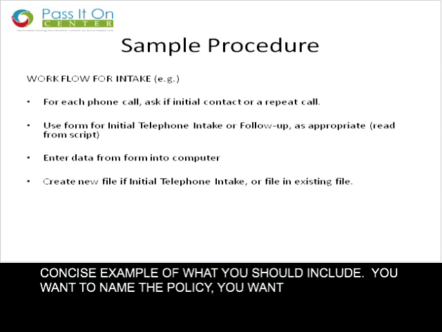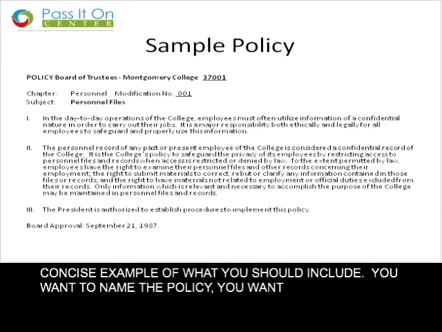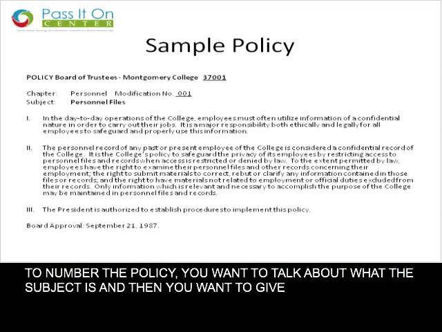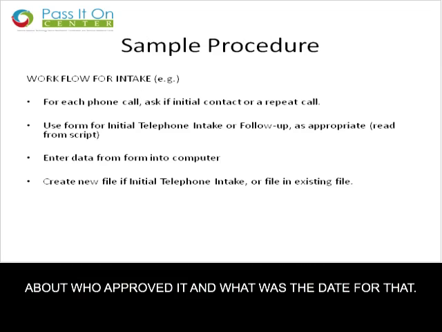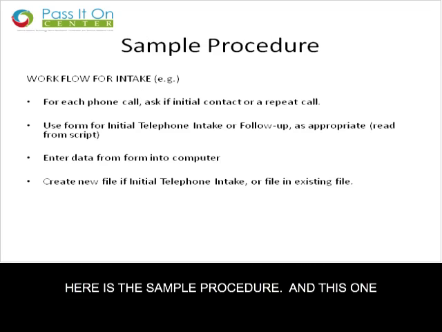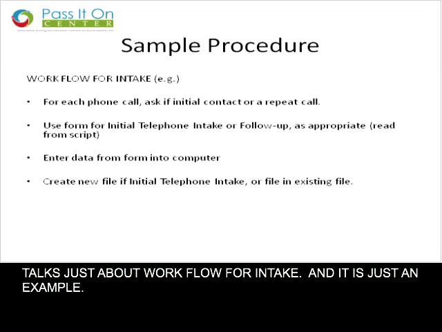This is an example of a policy that we pulled. You can find a bunch of different examples, but it was a really nice, very concise example of what you should include. So you want to name the policy, you want to number the policy, you want to talk about what the subject is, and then you want to give very specific examples as to what's to happen, and then you want to talk about who approved it, and what the date was for that.